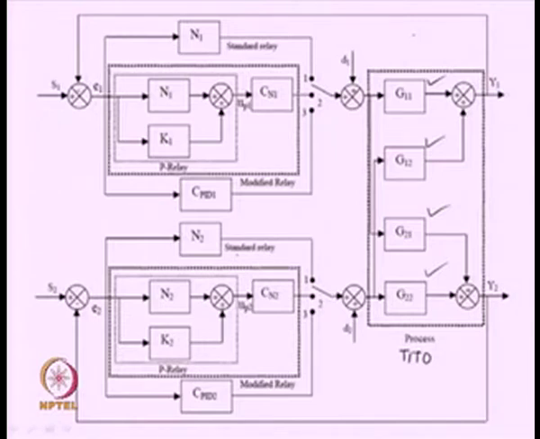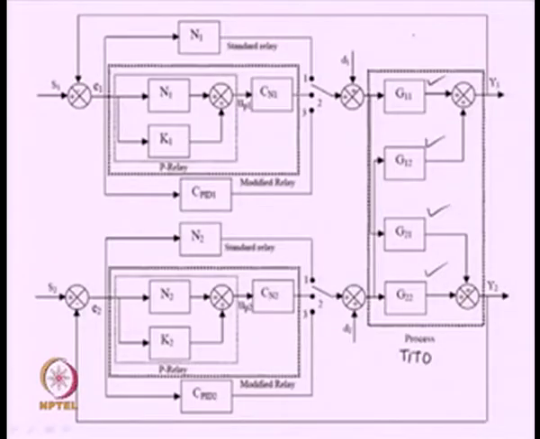Initially connect two standard relays and get the limit cycle outputs, and based on the limit cycle outputs use some simple formula technique such as the technique given by Ziegler and Nichols. So, those techniques can be used to find the parameters of the controllers Cn1 and Cn2, which are nothing but the PI controllers.